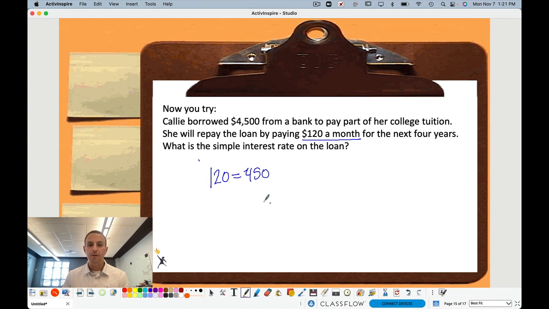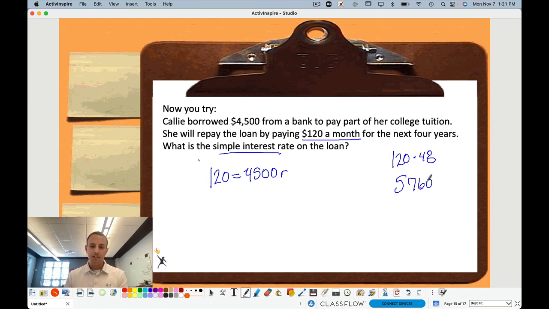And we know we don't know her rate. That's what we're asking for. And then finally, we know that she paid for 4 years. So we can figure out this last little bit. We've got a little bit more math to do. If she paid $120 a month for 4 years, that's times 48 months. So we go 120 times 48. She paid a total of $5,760.